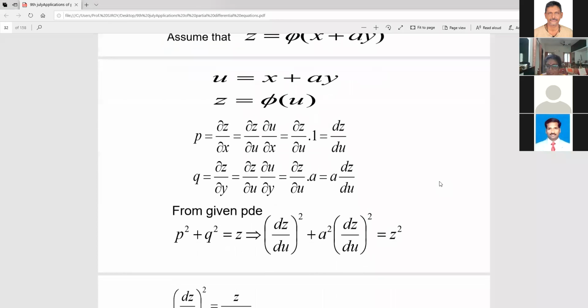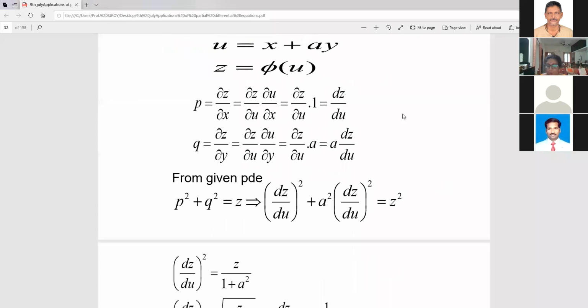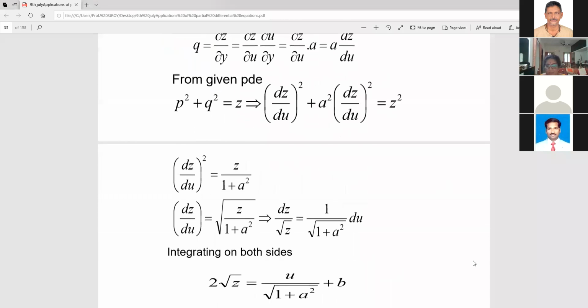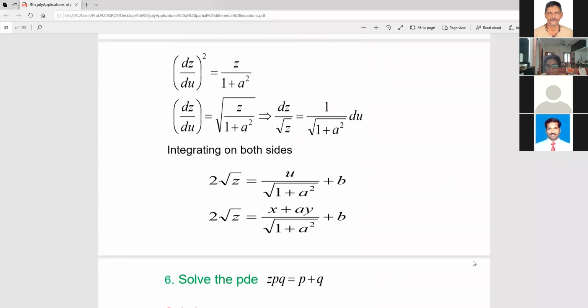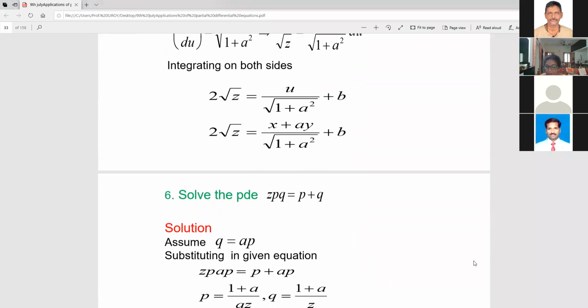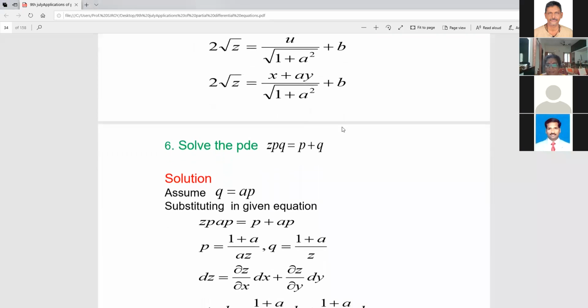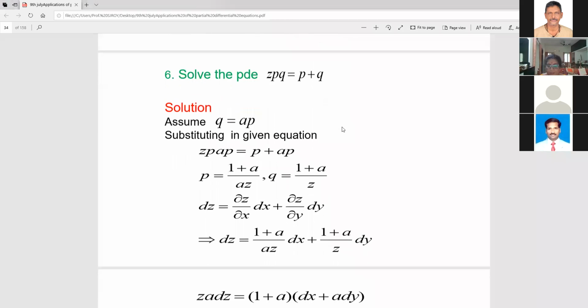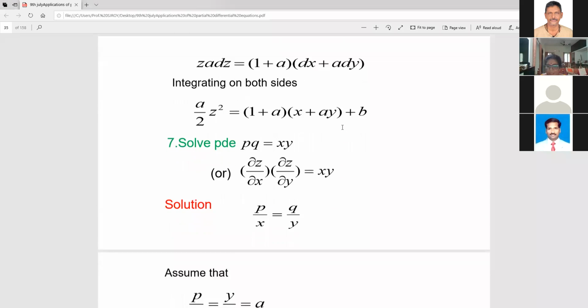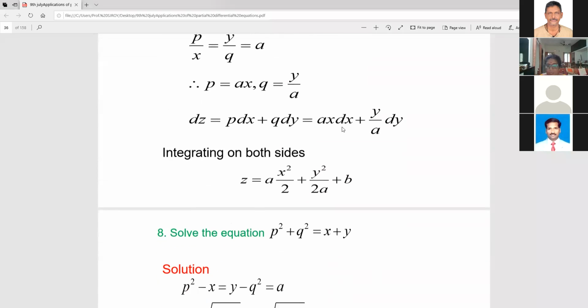Of course, you get P and Q here, and then substitute in this equation, and we'll have dz by du. So we'll be integrating and getting your final solution, Z as a function of x, y. Of course, this is going to be a two-parametric family of surfaces. And this is also a similar one. I'll skip all these things. So let us go to the next topic.